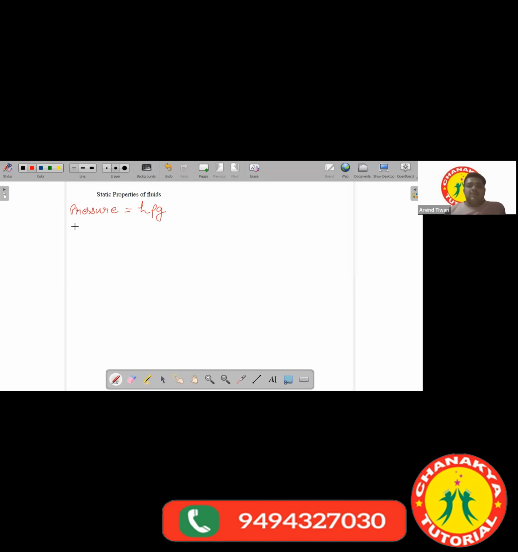We have the Archimedes principle. According to the Archimedes principle, we observe that loss in weight of a body is equal to the up thrust, and it is equal to the weight of liquid displaced. So loss in weight, that is W2 minus W1, is equal to the up thrust, and this same up thrust is equal to the weight of liquid displaced.